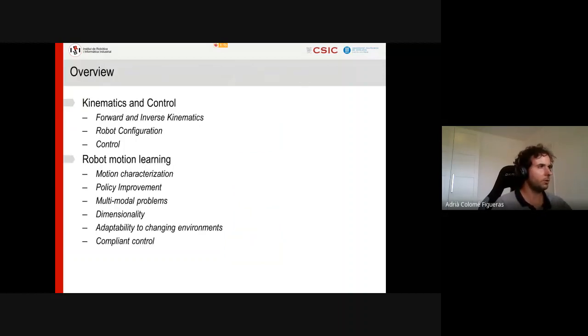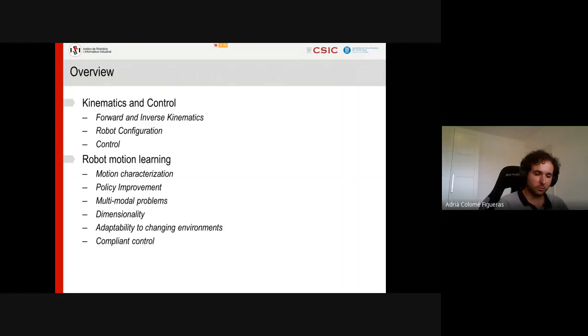Moving on, a little overview of the things I will talk about in this presentation. First, if we want the robots to move, we have to talk about kinematics and control, because this is what makes the robot move. I will quickly talk about forward and inverse kinematics, robot configurations, and control. Then, about robot motion learning, I will talk about motion characterization, policy representation, and policy improvements, and also multimodal problems, dimensionality, adaptability to changing environments, and compliant control.